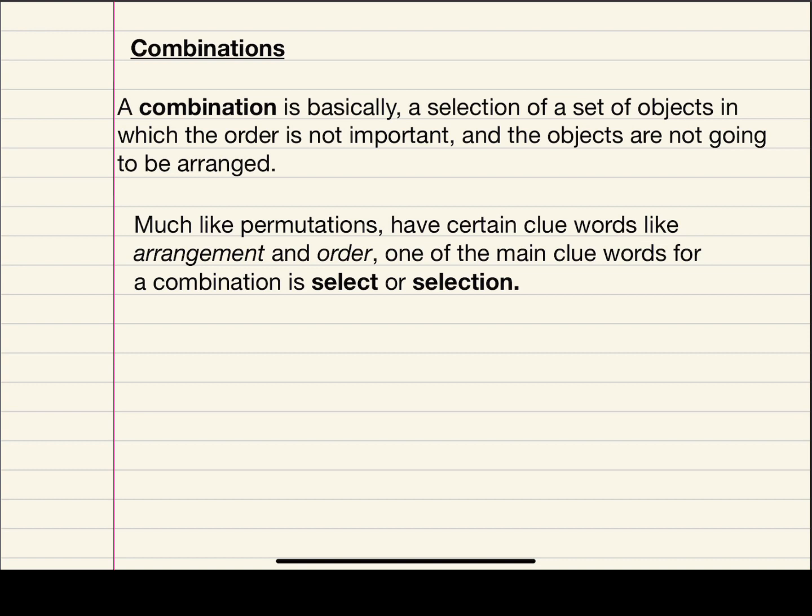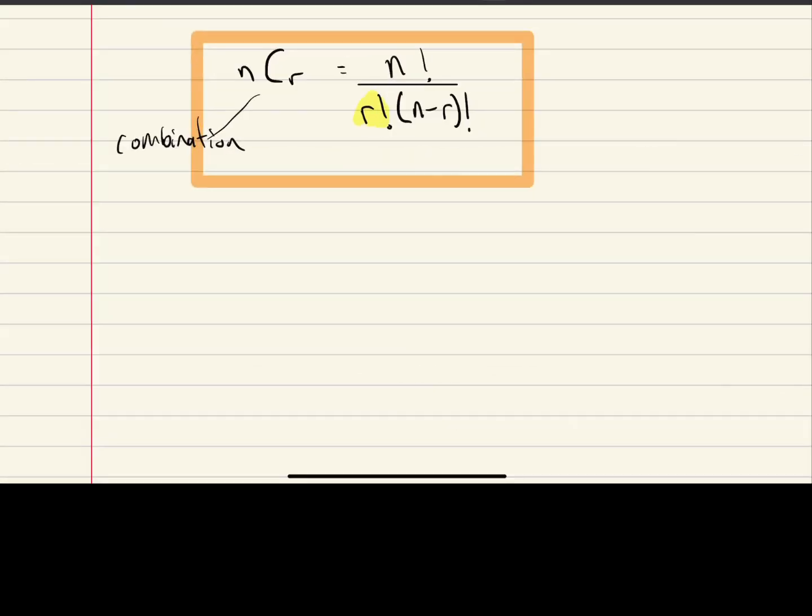just like permutations have certain clue words like arrangement and order, one of the main clue words for a combination is select, right? To select or a selection of. At other times, though, if it doesn't seem like order is important, then you know you're dealing with a combination. And of course, the r pertains to the number that we're choosing from the set. So we're going to write here number chosen from set, and that's really the same thing as it was in the permutation formula.